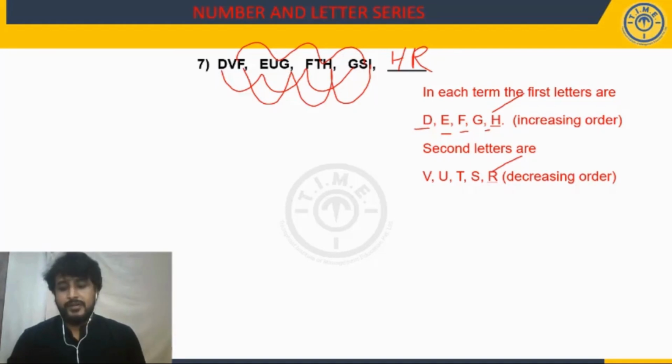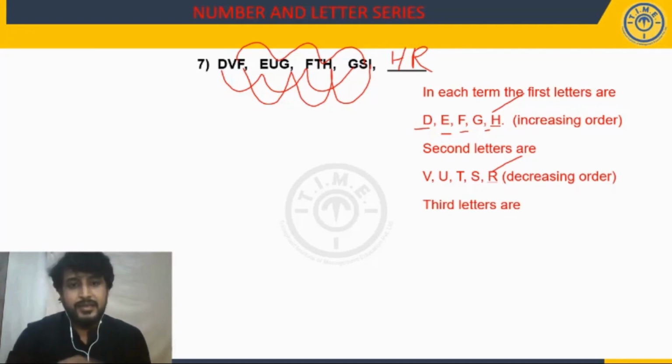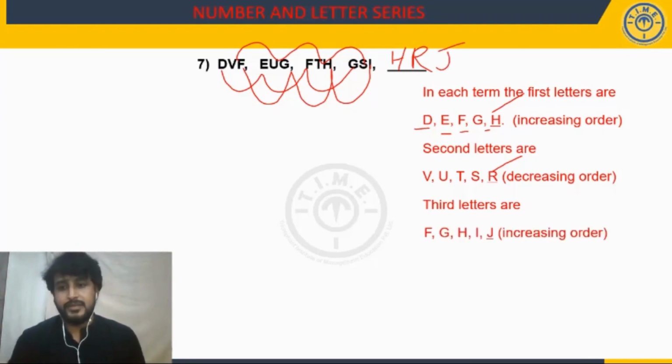Now the third set of letters. What are the third set of letters? F, G, H, I. Consecutive letters. So next to I will be J. So H, R, J. Third letters are F, G, H, I in increasing order. So what is the group that we required? H, R, J. So the answer is H, R, J.